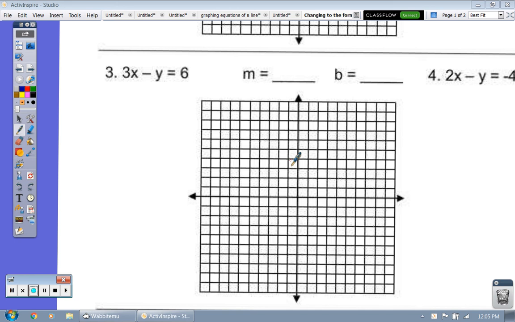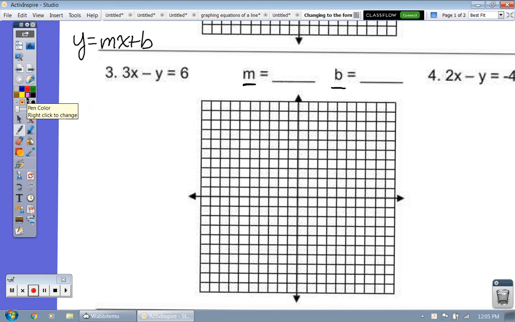So how do you graph a linear equation if the equation is not in y equals mx plus b form? Well, if you look, we're going to start here at question 3. Question 3 is not in y equals mx plus b form. You cannot tell me what the slope is, m, or what the y-intercept is, b, until you get y by itself. And in this problem, y is not by itself. So we have to go back and start moving everything away from the y.